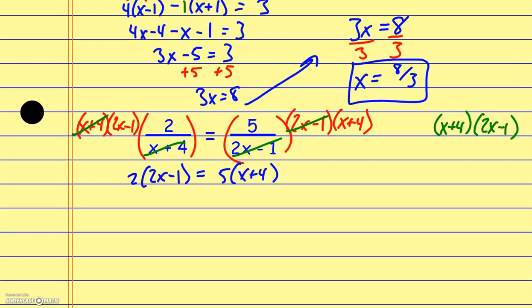All right? So if you recognize that you just have 2 fractions equal to each other, and that's the only 2 pieces you have, feel free to cross-multiply and make this a lot easier on yourself. So here I do the 2 times the 2x minus 1, and then the 5 times the x plus 4. All right? So cross-multiplying for this one is probably just a little bit of an easier option if I were to get rid of some of this stuff.